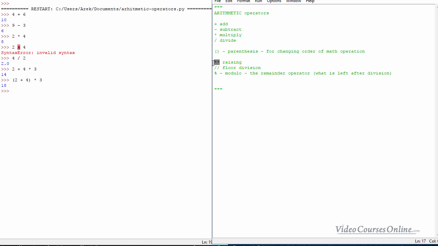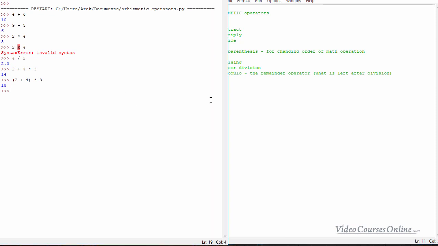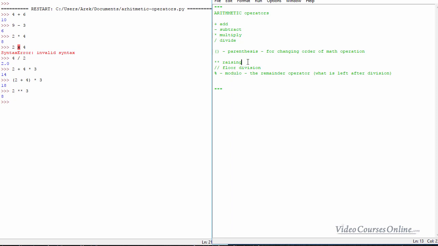There is also a very cool operator that doesn't exist in other programming languages. This operator can raise the number to the power of the number that is on the right side. So when you do something like 2 raised to the power of 3, it will be equal to 8. Because in order to raise to the power of 3, you need to multiply this number by itself 3 times. So 2 multiplied by 2 is 4, 4 multiplied by 2 is 8. As you can see, the result is 8, so everything works fine.